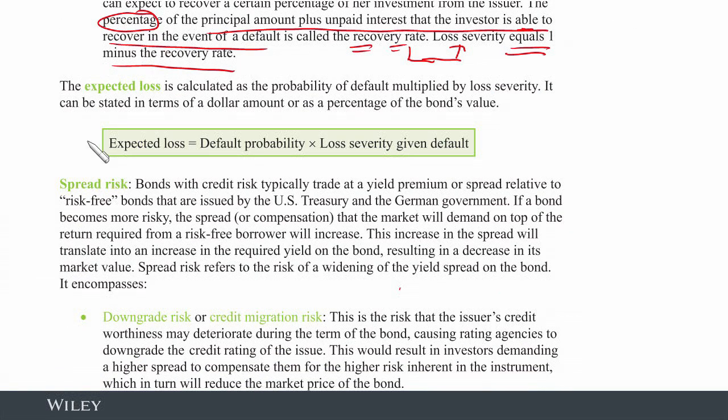So the expected loss, you don't add these together, you multiply. What's the default probability times the loss severity, given the default? And remember, that's 1 minus the recovery rate. So we know it's mutually exclusive, collectively exhaustive. Okay, so if there's $1 million of debt outstanding and we think we can recover $600,000, then the loss would be 1 minus the $600,000, or $400,000. Multiply that by the default probability, and therein lies your expected loss.